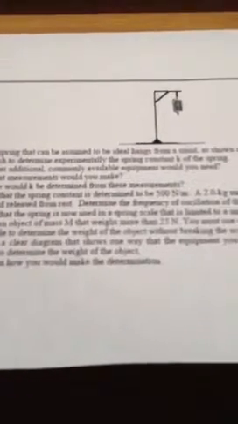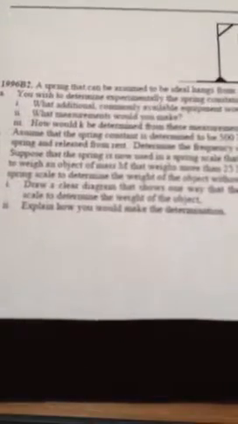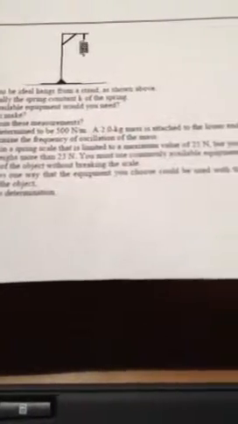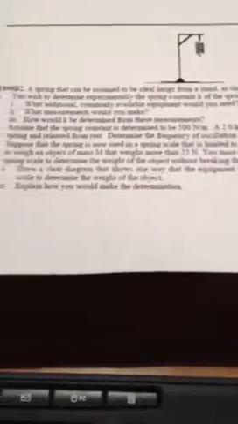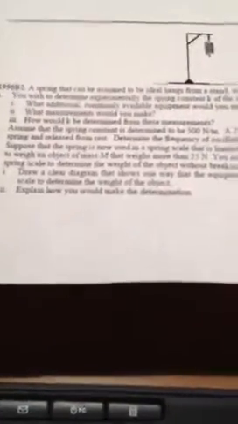Suppose that the spring is now used in a spring scale that is limited to a maximum value of 25 newtons. But you would like to weigh an object of mass m that weighs more than 25 newtons. You must use commonly available equipment and the spring scale to determine the weight of the object without breaking the scale. The first part asks us to draw a clear diagram that shows one way that the equipment you choose could be used with the spring scale to determine the weight of the object. The second part asks, explain how you would make the determination.